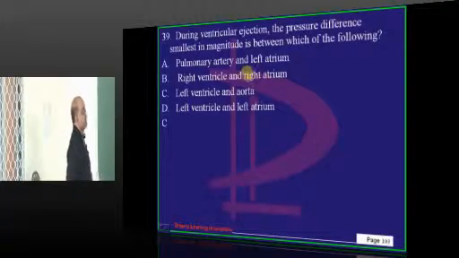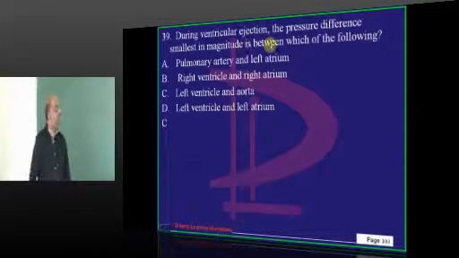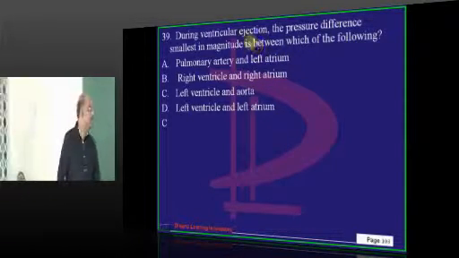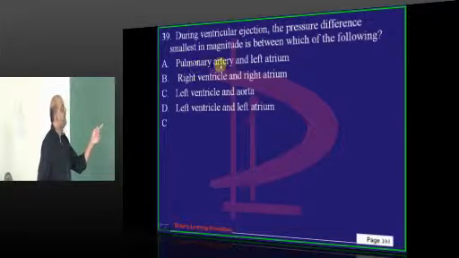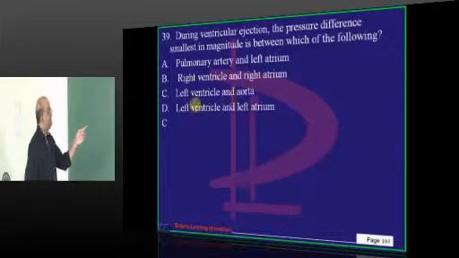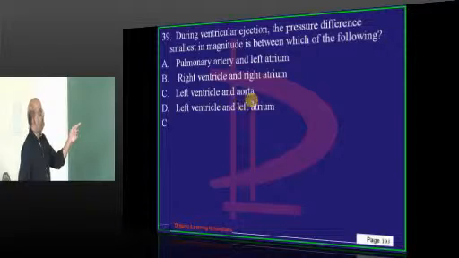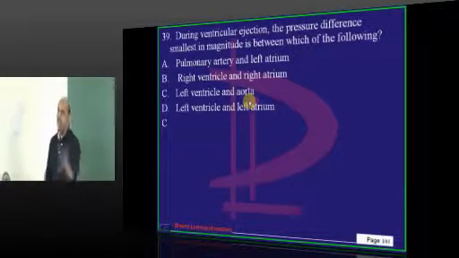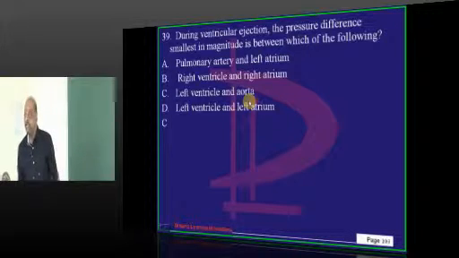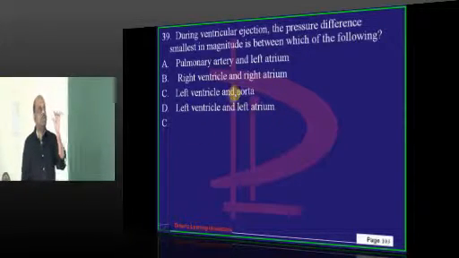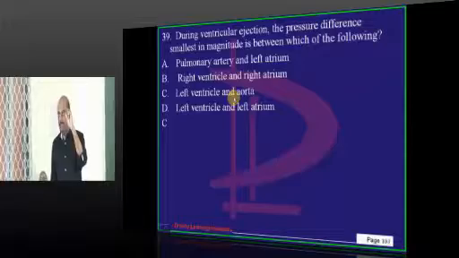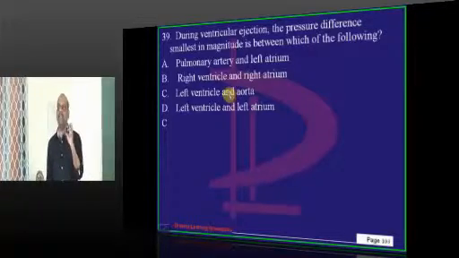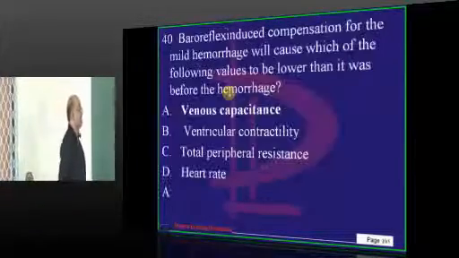Now coming to the ventricular ejection, what happens to the pressure difference magnitude between left ventricle and aorta? Only when the pressure difference equalizes, then only forward flow will occur. So that is the reason it becomes almost equivalent, and the difference will minimize at the time of the ventricular ejection is what needs to be fundamentally remembered.